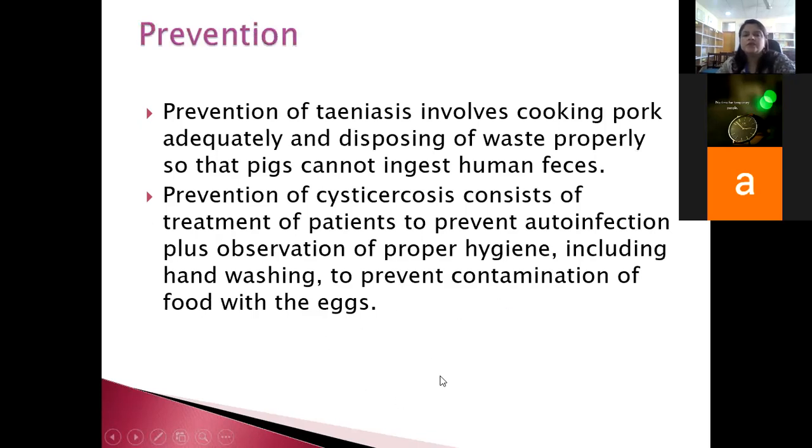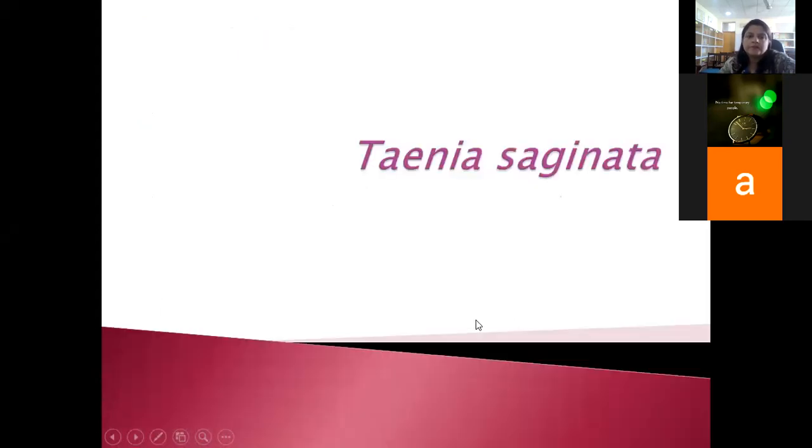Prevention of teniasis involves cooking pork adequately and disposing of the waste properly so that the pigs cannot ingest human feces. Prevention of cysticercosis consists of treatment of the patients to prevent autoinfection, plus observation of proper hygiene, including hand washing, and preventing contamination of the food with the eggs.